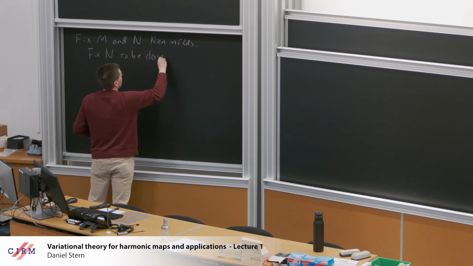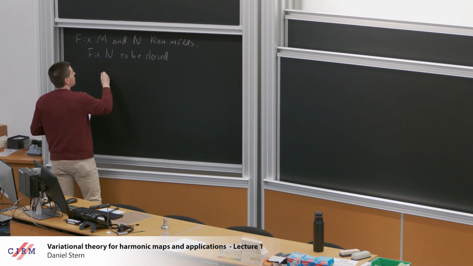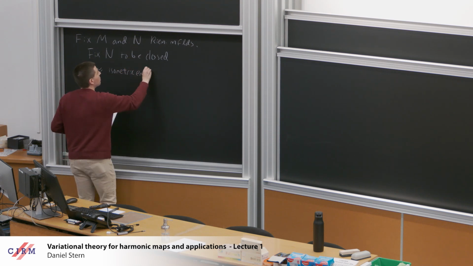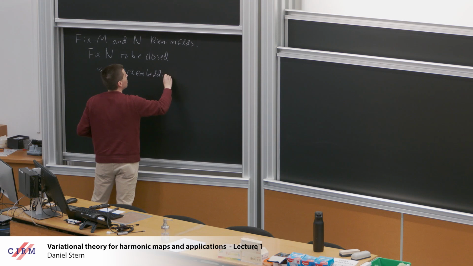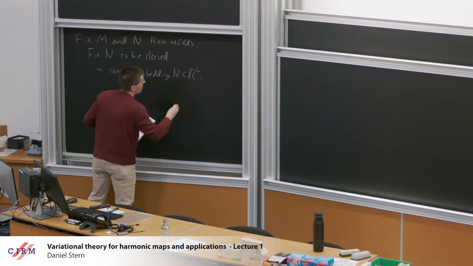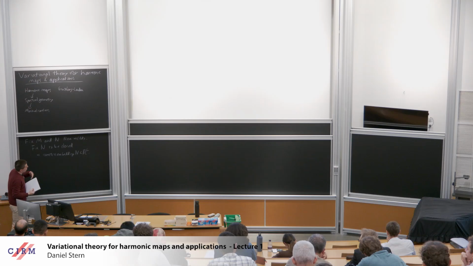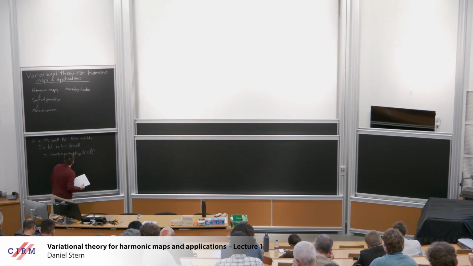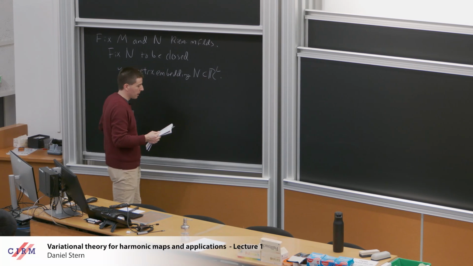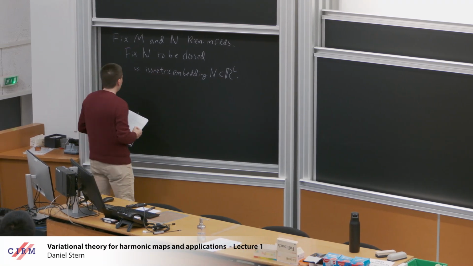so compact without boundary. And let's fix an isometric embedding of N into some high-dimensional Euclidean space. None of the geometric results we prove will depend on this embedding, but it'll be very convenient to have it around. And in fact, for some of our applications where N is the sphere, we really do care about having the canonical embedding there.